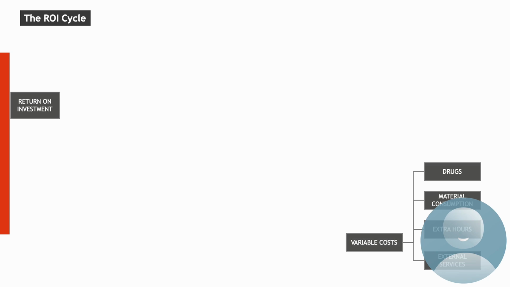Now, this is vastly simplified. I'm just trying to give you a view into the different components. So these are variable costs, and they are variable costs because they vary with business volume. So in a hospital, generally materials, drugs, etc., all of this means that more patients means more drugs, more material consumption, more hours, more services, etc. And therefore, these are variable costs.